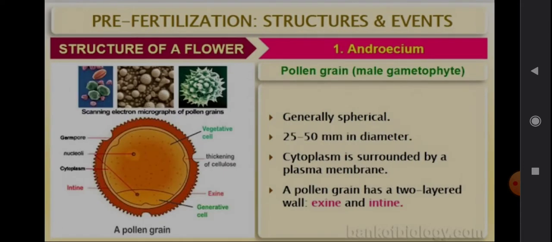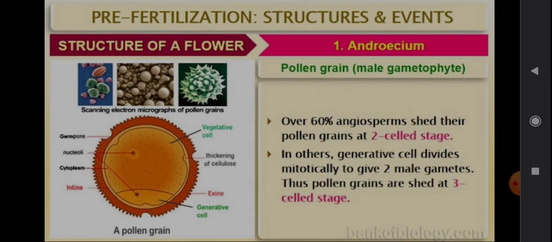Now let us see the structure of the pollen grain. It is spherical and 25 to 50 mm in diameter, and the cytoplasm is surrounded by the plasma membrane. A pollen grain has a 2-layered wall, that is exine and intine. Over 60% of angiosperms shed their pollen grains at the 2-celled stage.